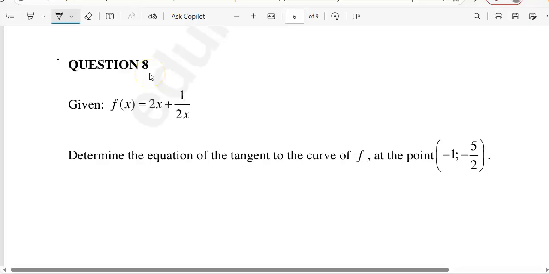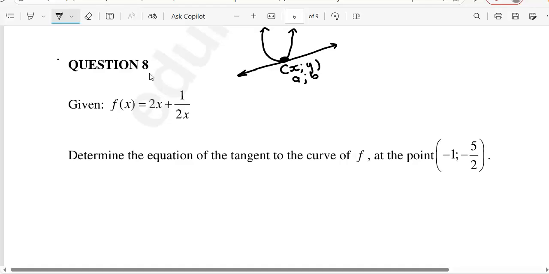If you have, let's say, a graph like this, and on this graph you have a tangent. Remember, a tangent is a straight line that touches the graph at one point. The point of contact between your graph and the tangent is in the form of x and y. So let's call this x value A, and let's call the y value B.